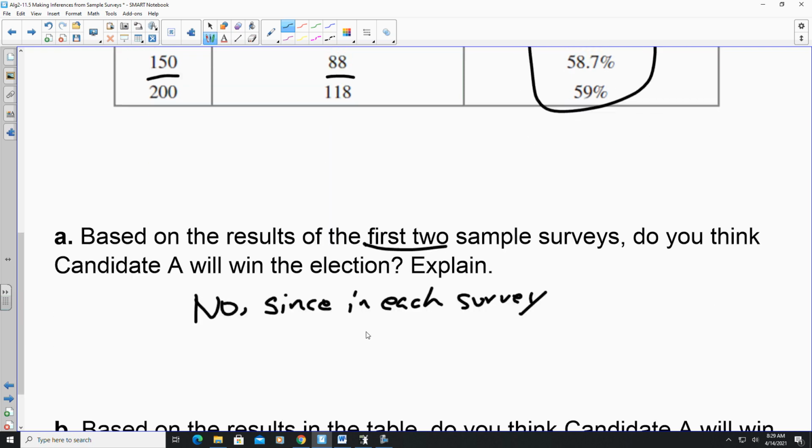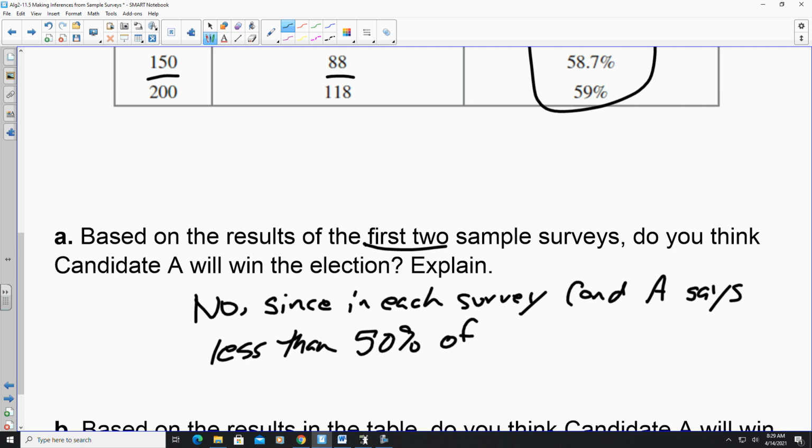So that's where I would say since in each survey, candidate A has less than 50% of the votes.